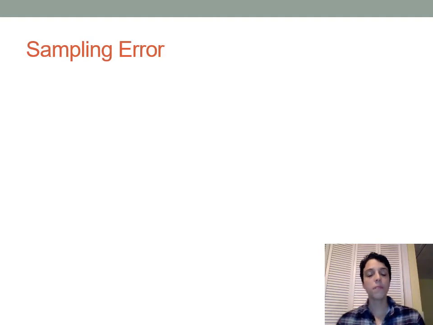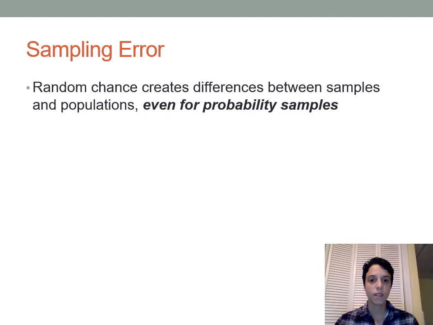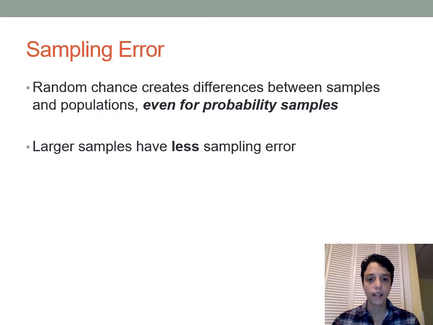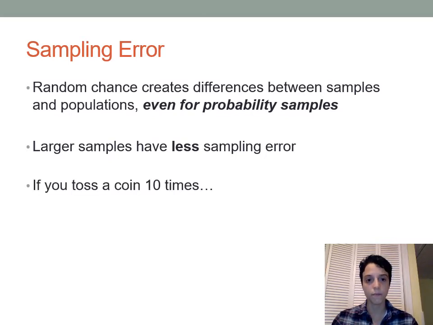With samples, though, comes something called sampling error. And sampling error refers to the idea that even when you take a probability sample, the best sample in the world, you end up with differences between the sample and the population that it came from just by chance. And one thing that is true is that samples that are larger tend to have less sampling error. In other words, the bigger your sample, the more likely it is to resemble the population on all the different statistics that we talked about.